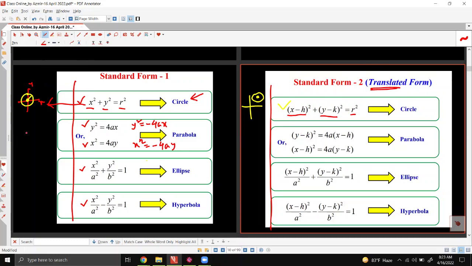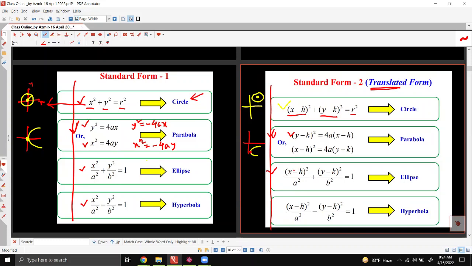Similarly, y squared equals 4ax. If we have a parabola, let's say this one, the vertex of the parabola is at the origin. Similarly, we may have y minus k squared equals 4a times x minus h. In that case, the vertex is not at the origin. It may be, let's say, here. So you can understand that the vertex is far away from the origin. This is the difference between these equations and those equations. Similarly, for an ellipse, we have x squared over a squared plus y squared over b squared equals 1.